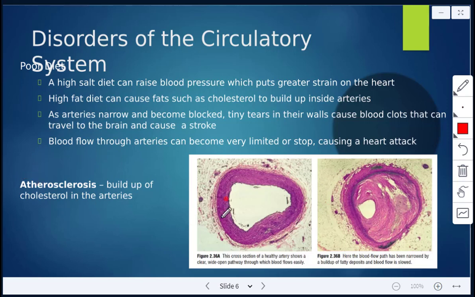So if you look at a cross section of this artery, this is a healthy artery, right? It shows a clear, wide open pathway, so blood can pass through that easily. Here we have an artery that's been narrowed by a buildup of fatty deposits. So look how tiny this opening is, right? All of this here is all of the plaque that's formed from a diet high in fat and cholesterol, right? So high blood pressure, because the blood has to try to flow through this tiny opening.